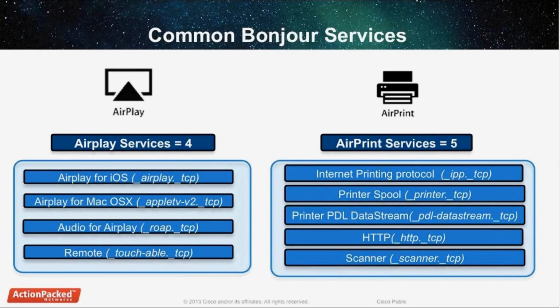Also, some of the common Bonjour services that we can see are Airplay and AirPrint. Even if you're talking about Airplay, it uses multiple services inherently inside it. So Airplay uses Airplay, Apple v2, which is used for Mac OS X, and for audio it uses ROAP. So those are the 3 most common services used inside the Airplay service itself. Similarly, on AirPrint, you have Internet Printing Protocol, the printer spool, the HTTP scanner, and the printer PDL data stream. So there are different services inside the AirPrint service itself.